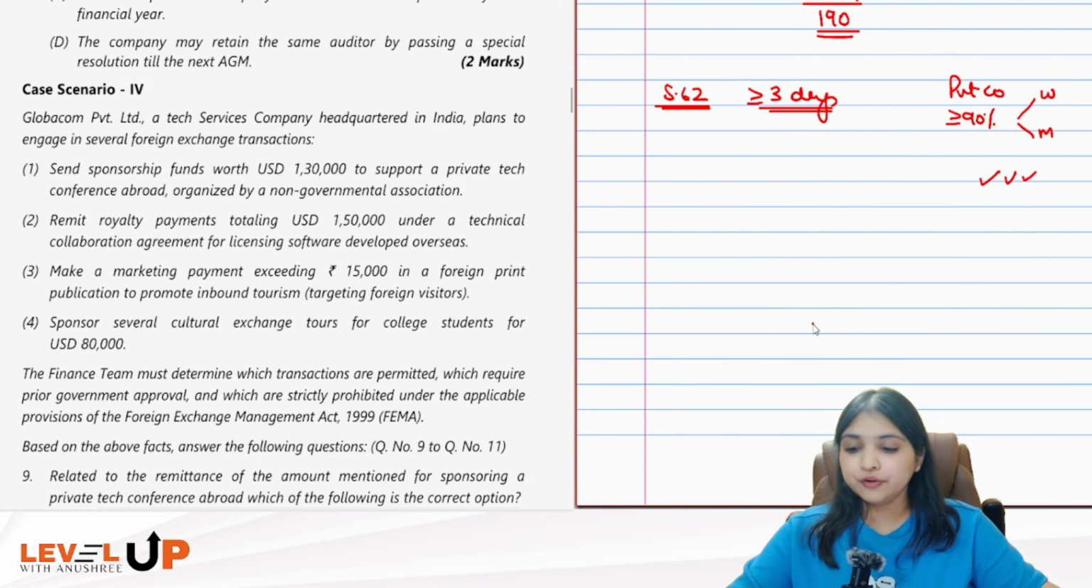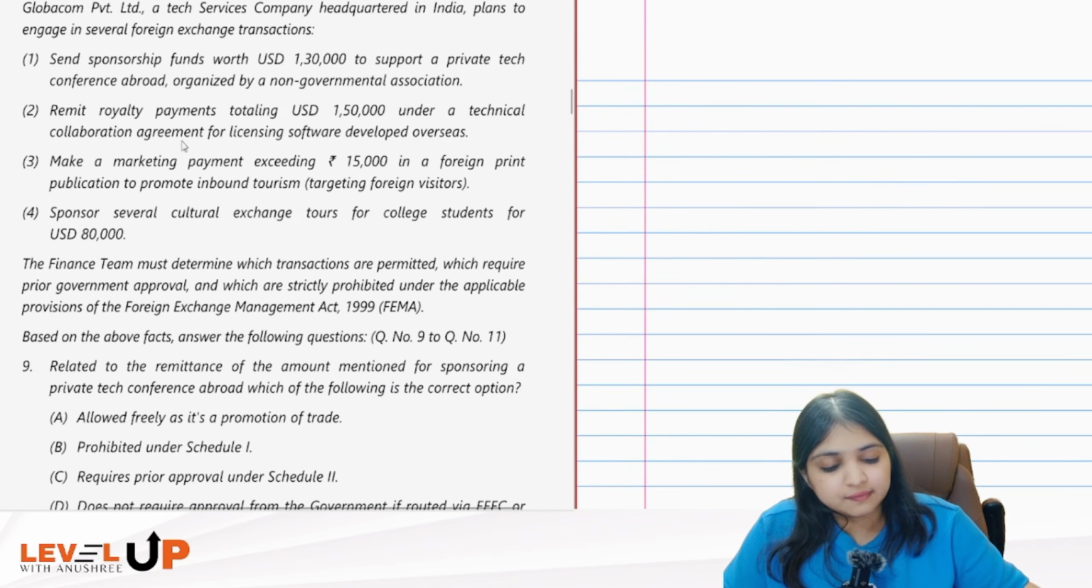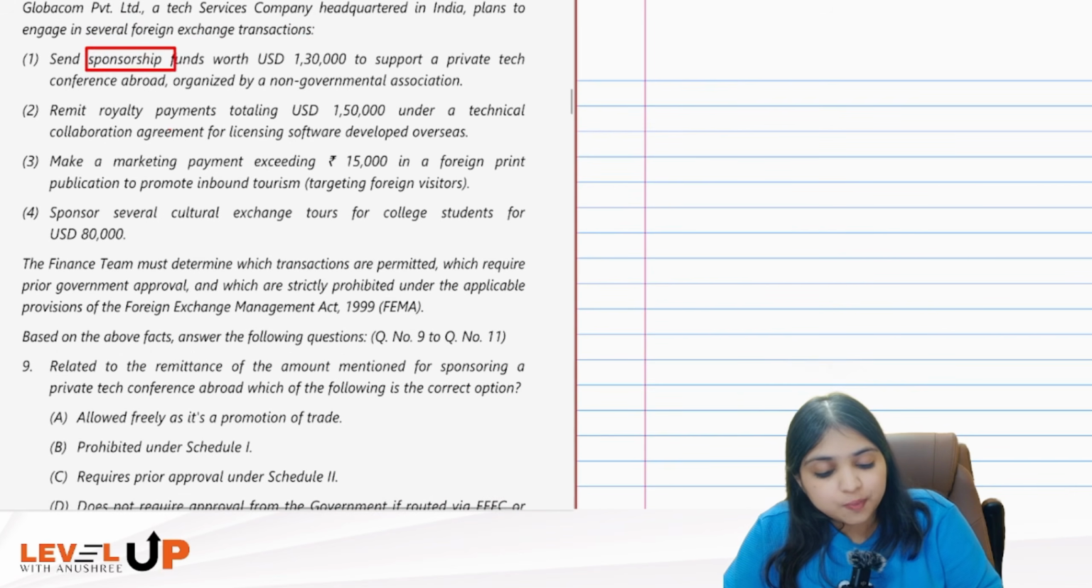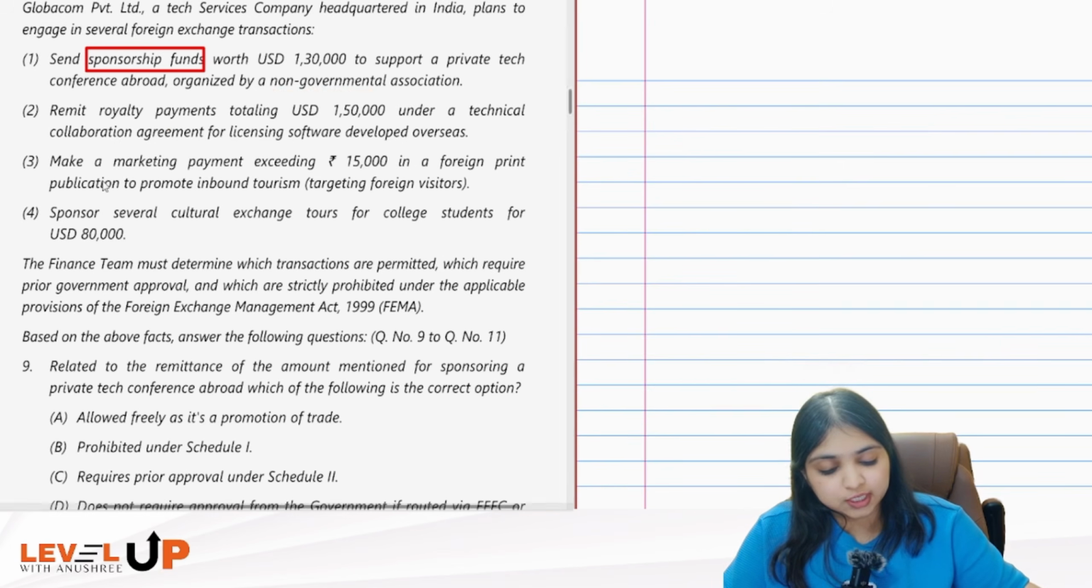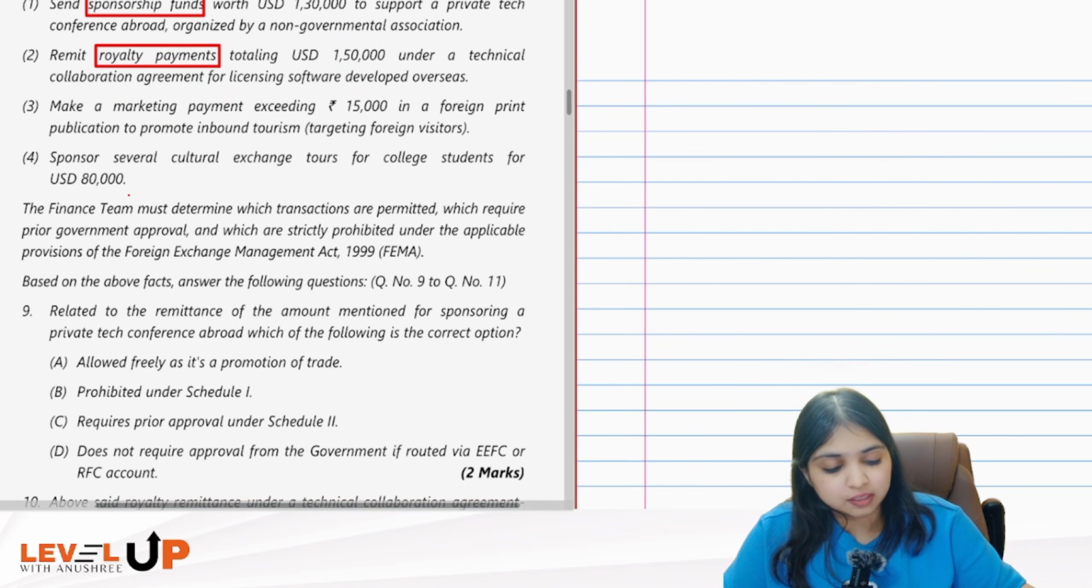This is regarding FEMA. So the question says, Globacom Private Limited, a tech services company headquartered in India, plans to engage in several foreign exchange transactions. Send sponsorship funds worth $130,000 to support a private tech conference abroad organized by a non-governmental association. Then remit royalty payments of $150,000 under a technical collaboration agreement for licensing software developed overseas.